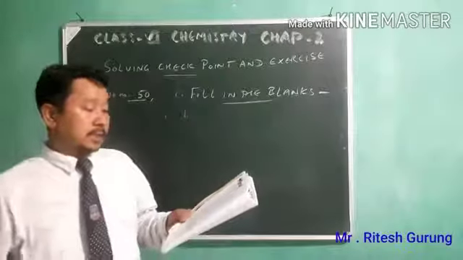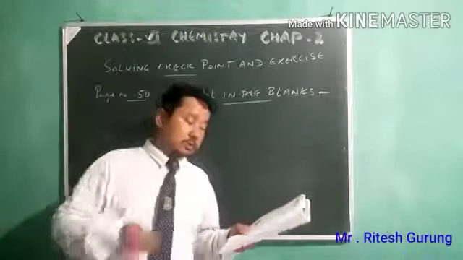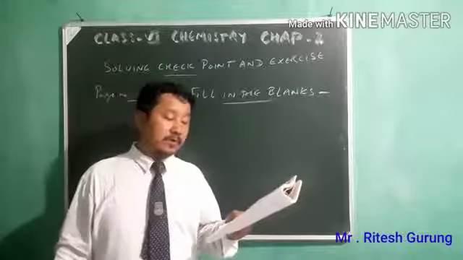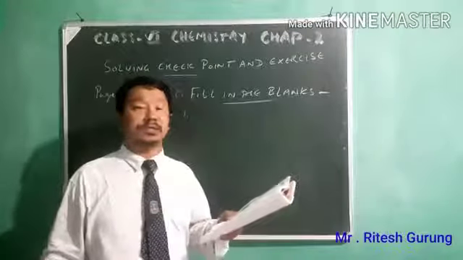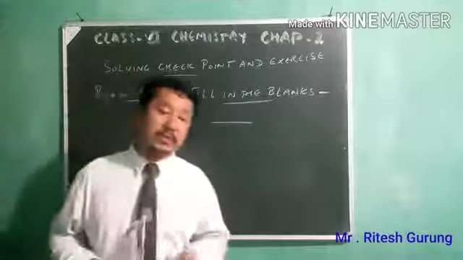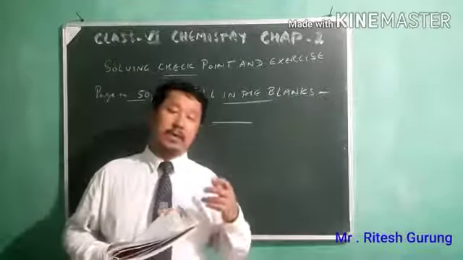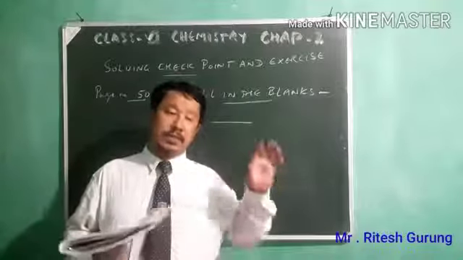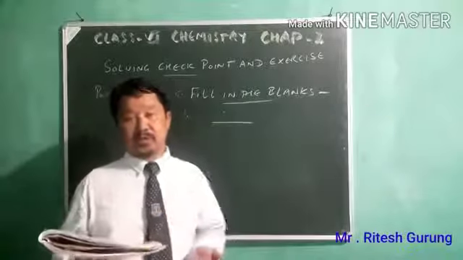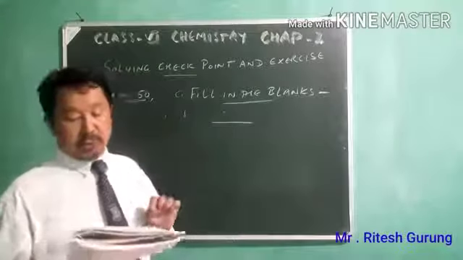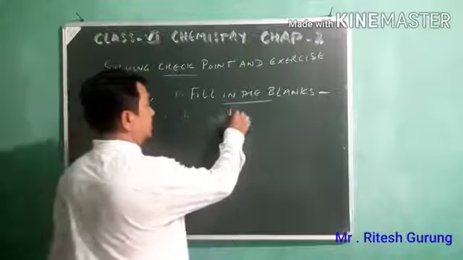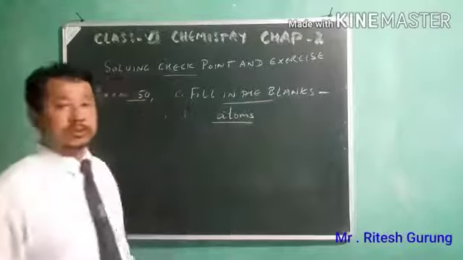Number 1, fill in the blanks. Just see your book. Number 1: an element is made up of only one kind of what? When I was talking about elements, I gave you the definition of an element and its properties. So this is one of the properties of an element. Just guess. It is atoms. Number 1, atoms.